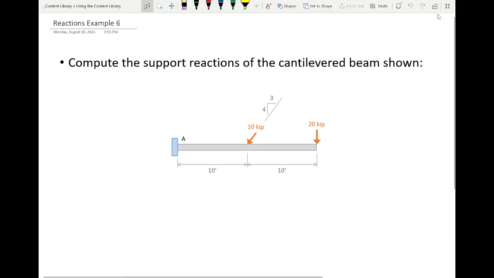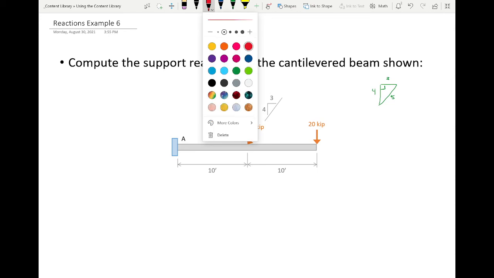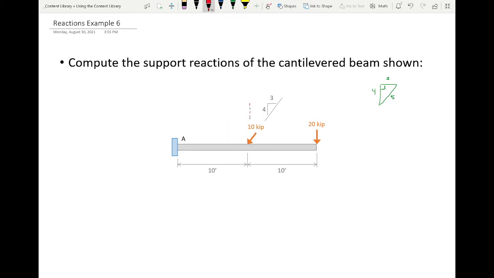Okay. Now, let's start off with this 10 kips because we're going to do this one together, okay? This 10 kips is 3, 4, and that's 5. Okay, I think we're all in agreement with that. There's a vertical component and a horizontal component. What is the horizontal component? 10 times 3/5, right? And the vertical component is 10 times 4/5, right?